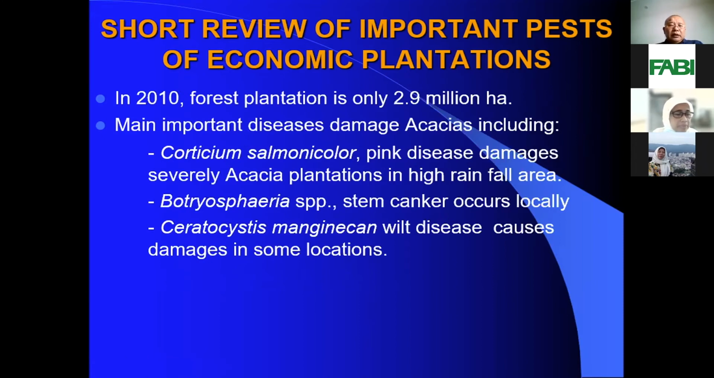Now, the main important diseases damaging acacia include Corticium salmonicolor, pink disease, which seriously damages acacia plantation in high rainfall areas. Sphaeria spp, stem canker, and Ceratocystis manginecans have been causing damage in some locations. Ten years ago, Ceratocystis manginecans was just found in Vietnam, damaging only some locations.